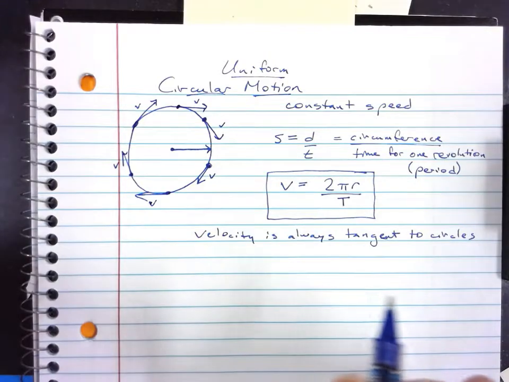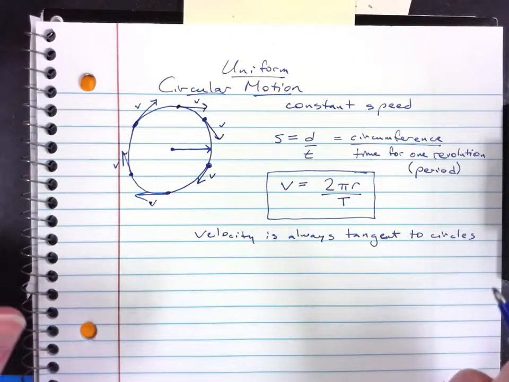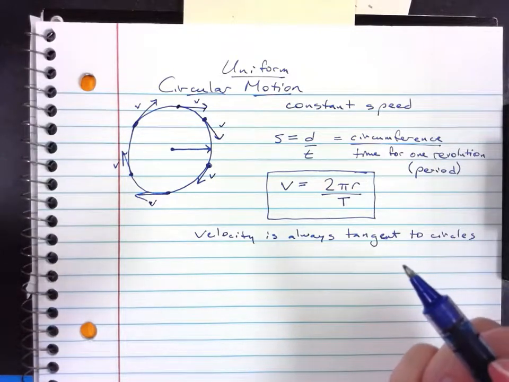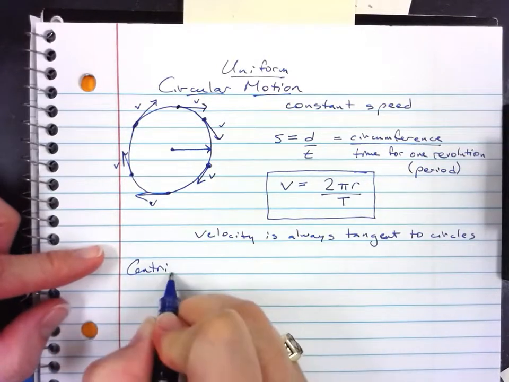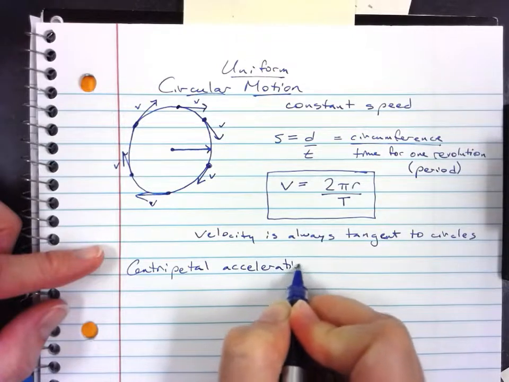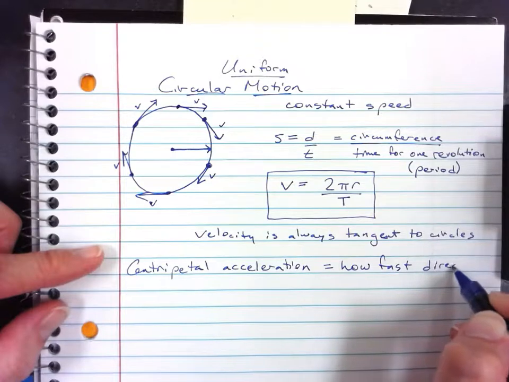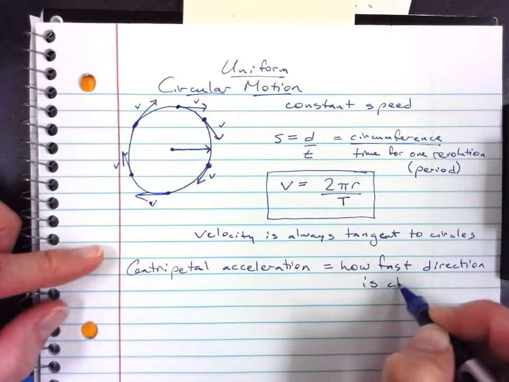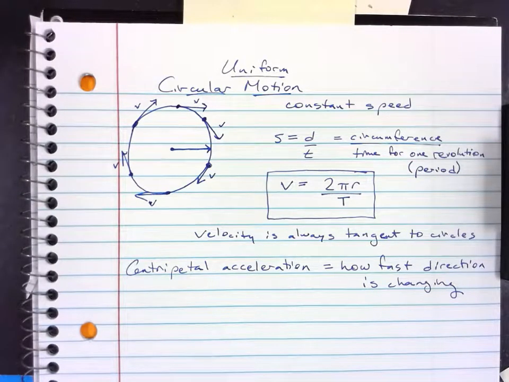So we have constant speed, but we do not have constant velocity because the direction of the velocity is changing. That means we must have an acceleration. So you remember we did this last year. We are going to figure out the centripetal acceleration, which measures how fast the direction is changing. So all those equations we call the acceleration equations that we've been doing, those are for only speeding up and slowing down. Changing direction is done by centripetal acceleration.